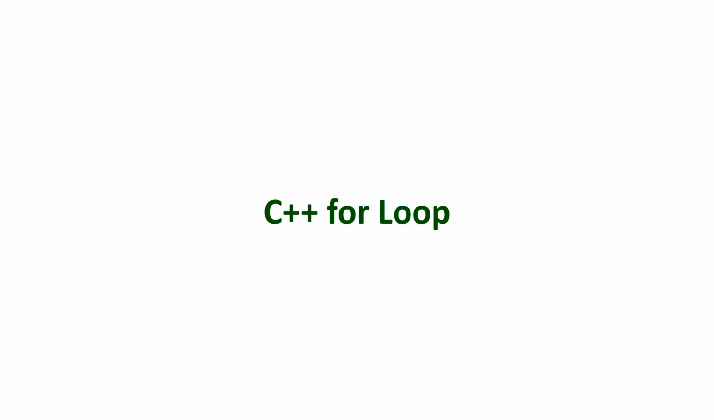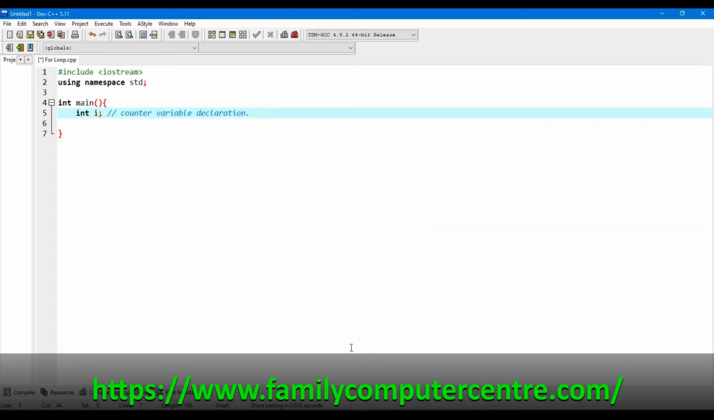In this video, we are going to discuss the for loop in C++. This is part 3 of the C++ loop tutorial. In parts 1 and 2, we were discussing the while loop and do while loop respectively. In those parts, we were printing Family Computer Center 10 times on the screen. So basically all the loops are doing the same operation. They repeat the statements again and again, a number of times we specify.